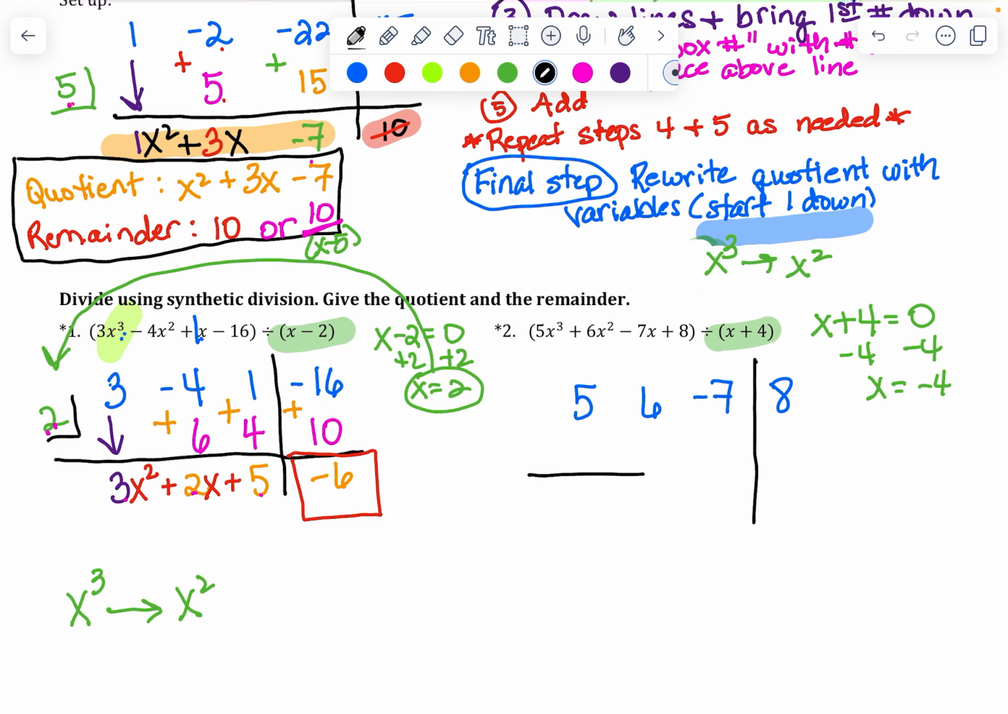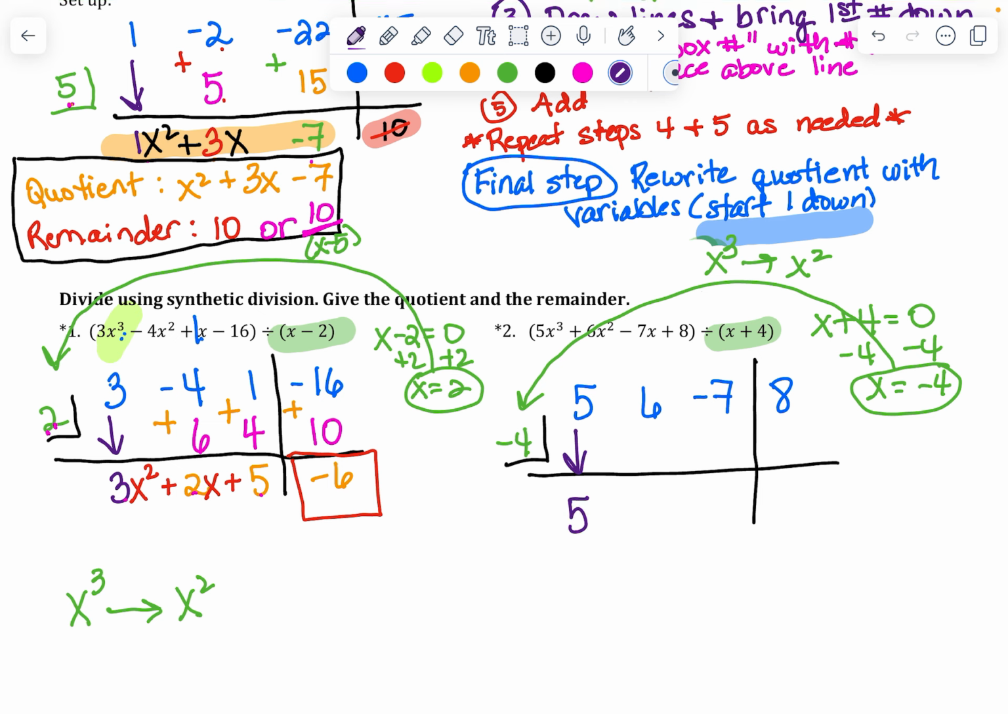Draw your lines. Okay, don't forget, you take this negative 4 that we got right here, and that goes in this half box. Don't forget to bring the first number down. Now you're going to multiply. Negative 4 times 5 is a negative 20. Now you're going to add. 6 plus a negative 20 is a negative 14. Start again. Negative 4 times negative 14 is a positive 56.